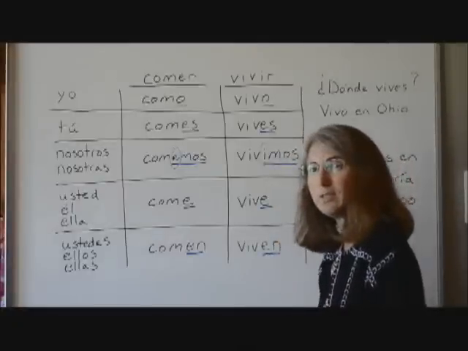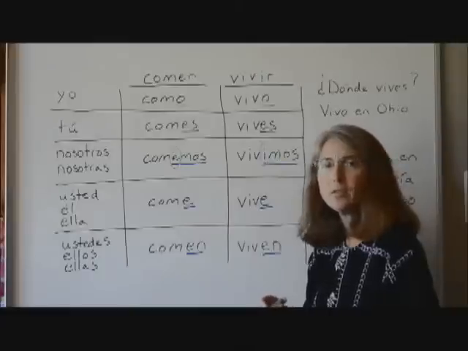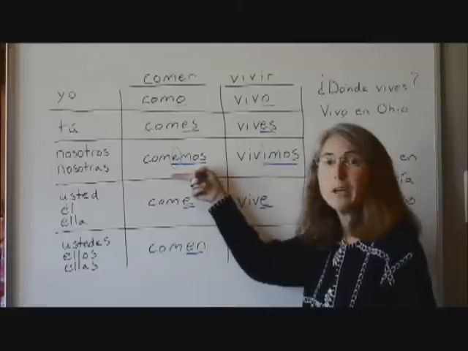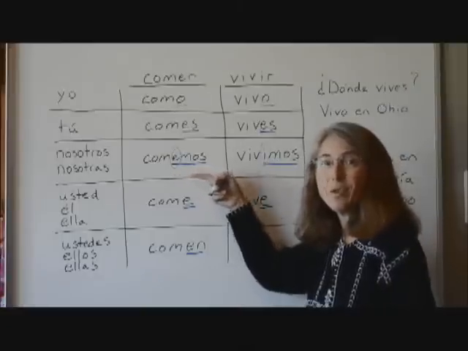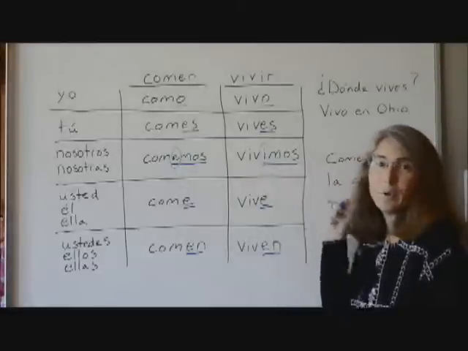So the only difference in the endings added to the verb stem when you're conjugating ER and IR verbs is for ER verbs, when we're conjugating in the nosotros form, we add EMOS. And for IR verbs, when we're conjugating in the nosotros form, we add IMOS.